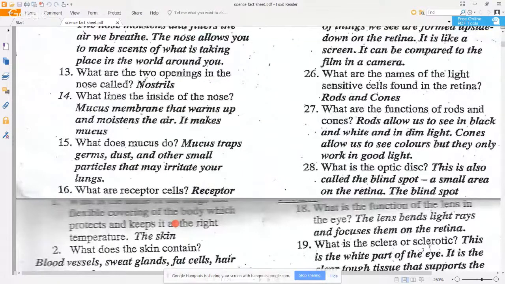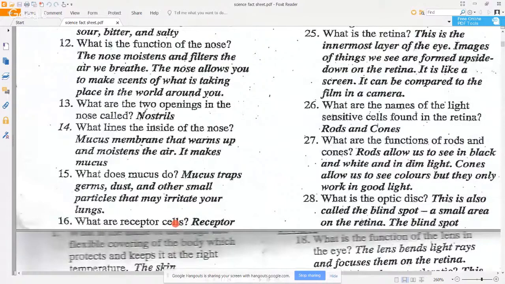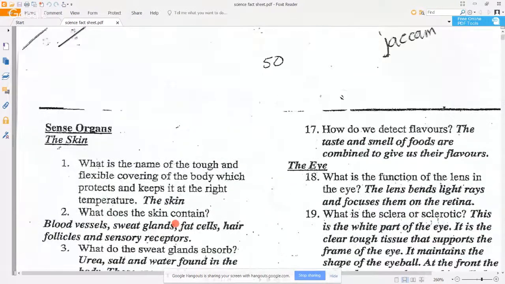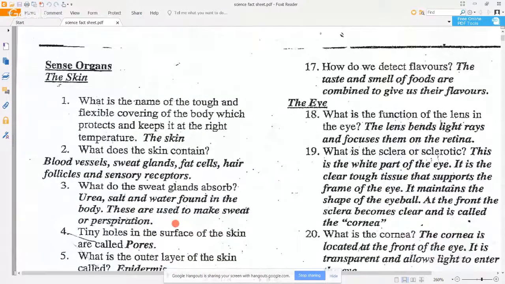Number 16, what are receptor cells called? They are the receptors. Number 17, how do we detect flavors? Well, the taste and smell of food are combined to give their flavors. That's why sometimes if you have a cold, it's so difficult for you to really enjoy your food.